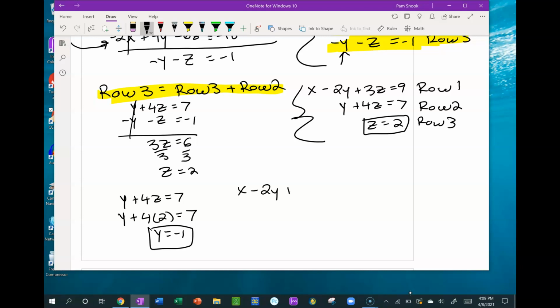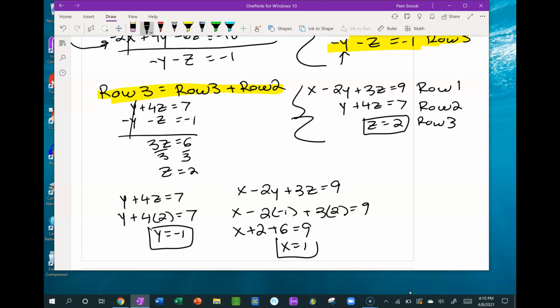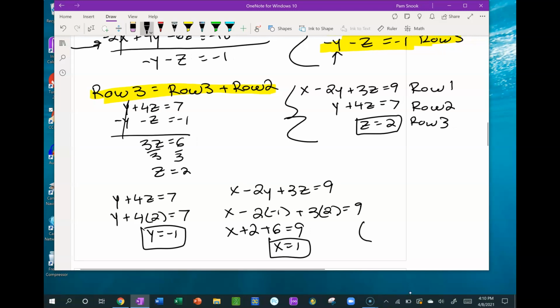x minus 2y plus 3z equals 9. x minus 2 times negative 1 plus 3 times 2 equals 9. So I get x plus 2 plus 6 equals 9. So 2 plus 6 is 8. Subtract that from both sides. x equals 1. So now the answer, that's my triple, is going to be 1, because x goes in the first spot, y goes in the second spot, which is negative 1, and z goes in the last spot, which is 2. And that's my final answer.